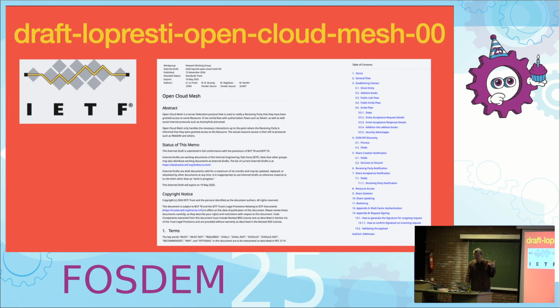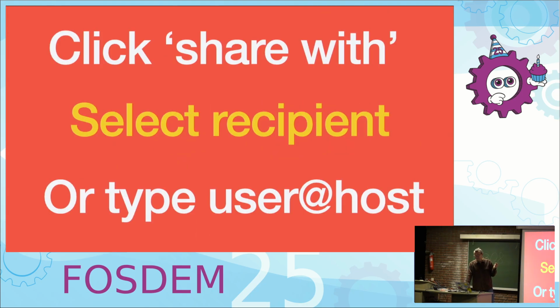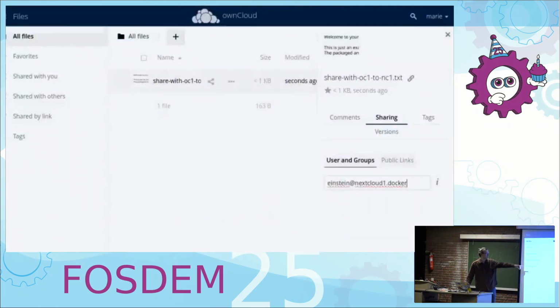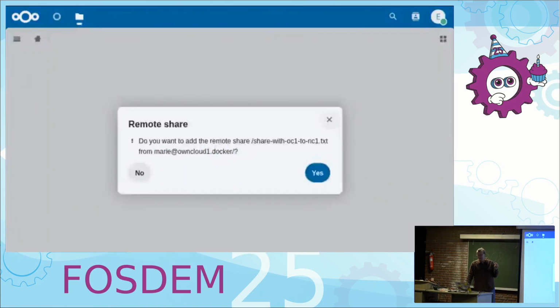The first one is share with. I always call it share with. That is the one we saw earlier. Marie says, share this document with Einstein, and types in the name there. She knows Einstein's ownCloud Mesh address. Then Einstein gets notified and clicks accept. And what happens after that is no longer part of the ownCloud Mesh protocol.